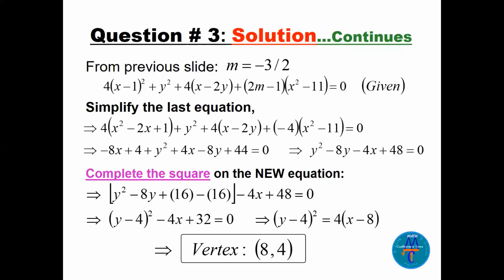We take the coefficient of y, minus 8, divide by 2. So we get minus 4, square it. So we add 16, subtract 16 so that we cannot change the question. And then minus 4x plus 48. You have here y minus 4 all squared, then there is minus 16 plus 48 is 32. Take it on the other side, take common factor 4. Now you get the vertex. From where we get the vertex? h and k. So the vertex is 8 and 4.